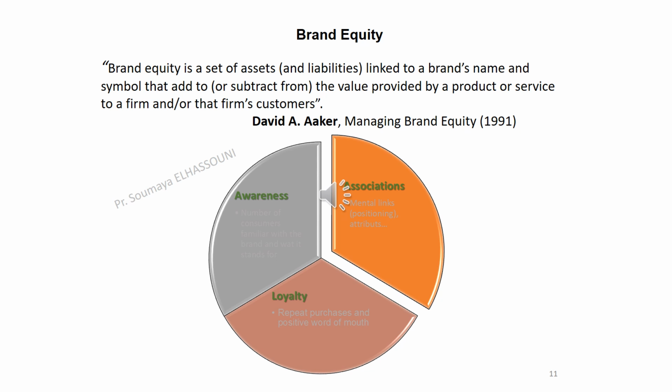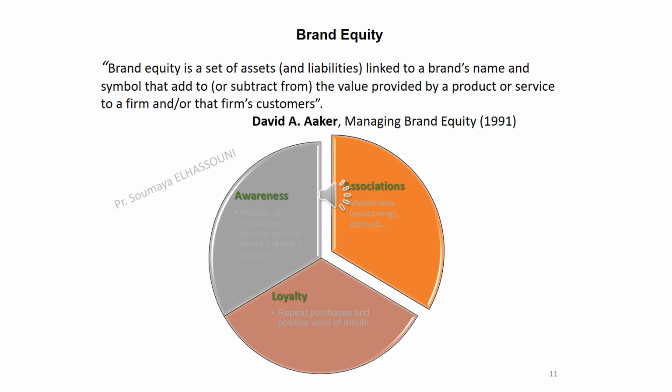So let's move to the third pillar, which is brand association. And brand association we have already dealt with actually when we explained what positioning is and the attributes of the products. All these concepts are among associations, which are actually the mental links that the customer associates or links to the brand.